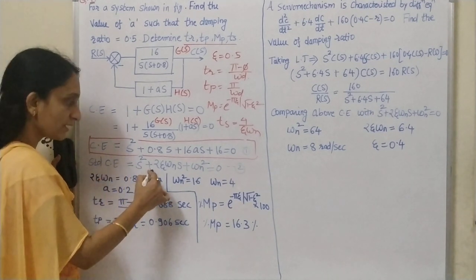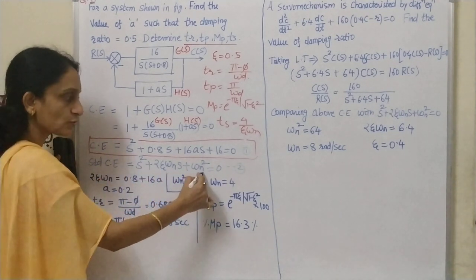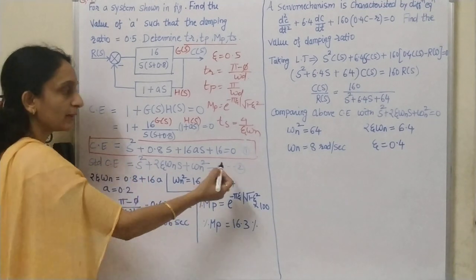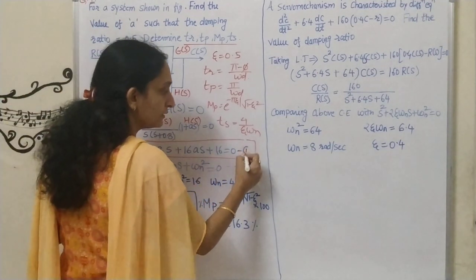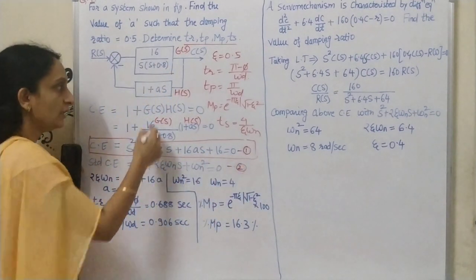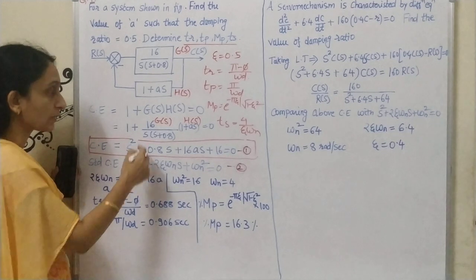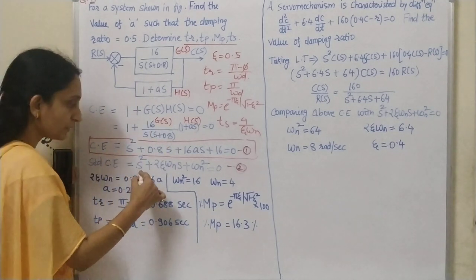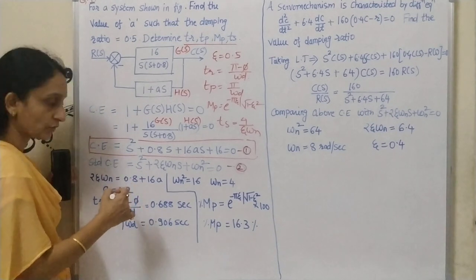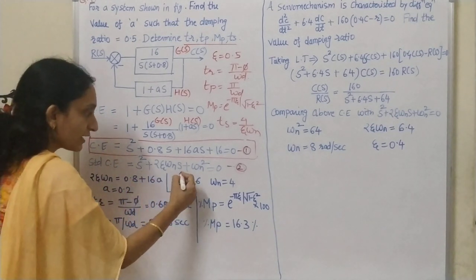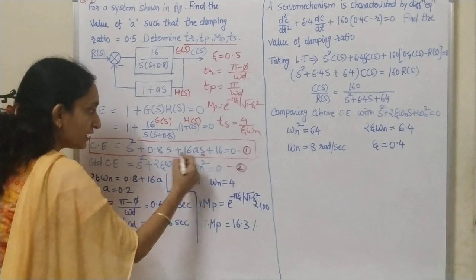The standard characteristic equation of a second order underdamped system is given by S square plus 2 zeta omega n S plus omega n square is equal to 0. We will compare equation number 1, the characteristic equation of the given system, and equation number 2, the standard characteristic equation. Please remember this standard characteristic equation. Here the S terms are there, S and S.